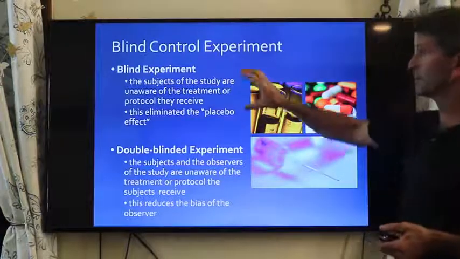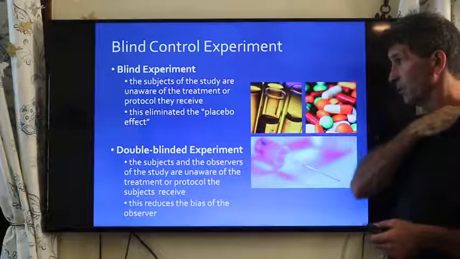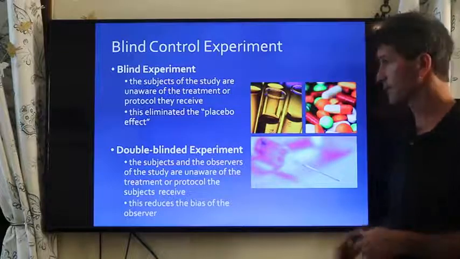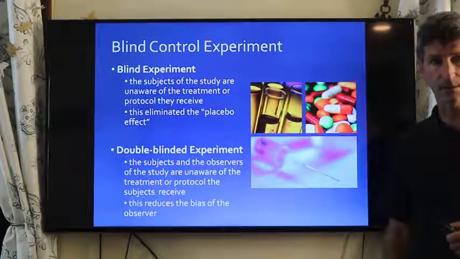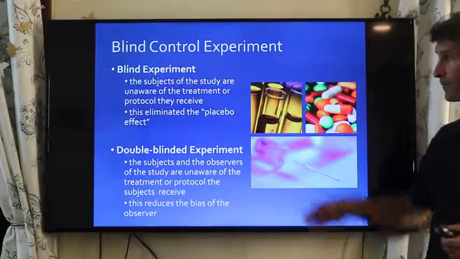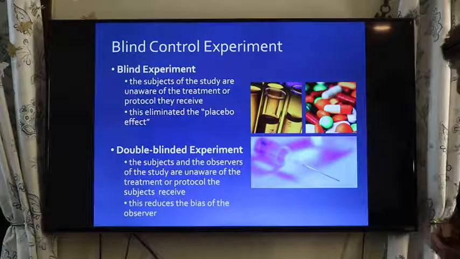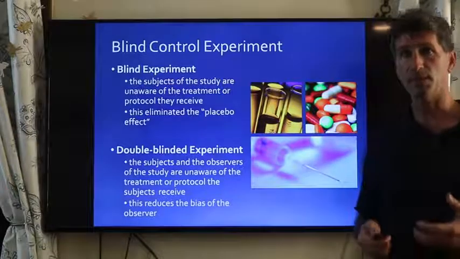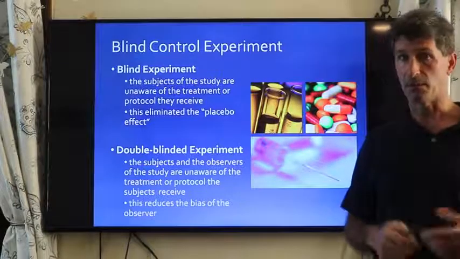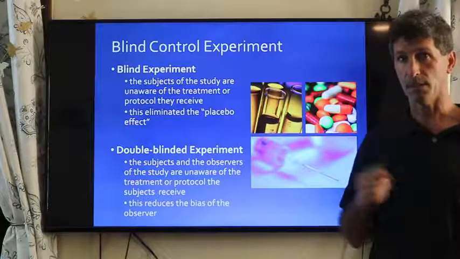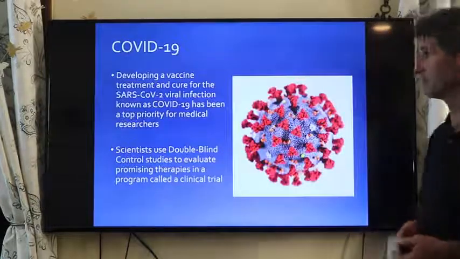So in these experiments, we do a blind type of experiment where the subjects that we are studying are unaware of what treatment or protocol they receive. And we double blind it by having the observers, the researchers, not know initially which treatment is being received by which patients. By doing this, there's no way of introducing bias simply based on what the patient or researcher's expectations are. The only outcome is determined by, is this particular drug, treatment, whatever, device effective?